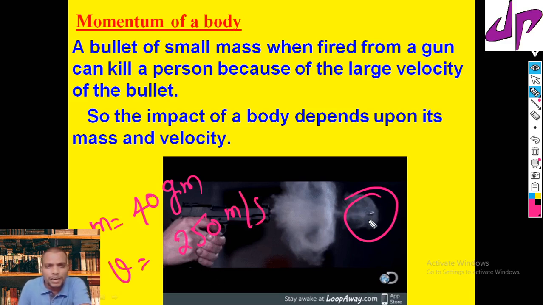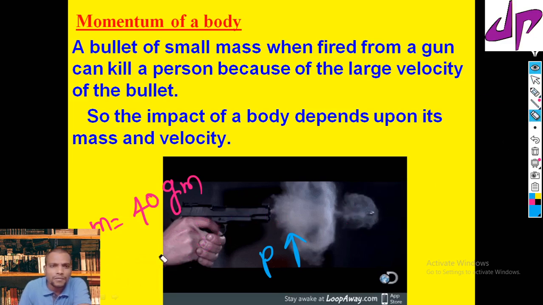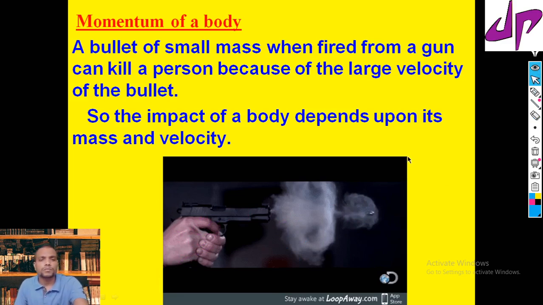So even though the bullet has small mass, because of the greater velocity, its momentum is more. That's the reason the small mass of a bullet fired from a gun can kill a person, because of the large velocity of the bullet. So the impact depends upon the mass and the velocity. So this is what we learn about momentum.